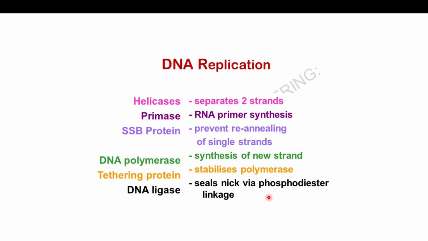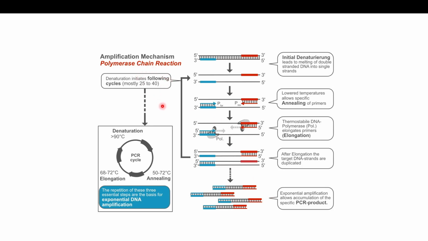Now, earlier we were talking about primers, PCR, amplifying the gene of interest or the complementary DNA. So this was by polymerase chain reaction. The basic idea of polymerase chain reaction is amplifying a set of DNA molecules when we have low quantities. What happens is initial denaturing, which leads to melting of double-stranded DNA into single strands. The complementarity is broken, so you have two separate strands. Denaturation initiates the following cycles.